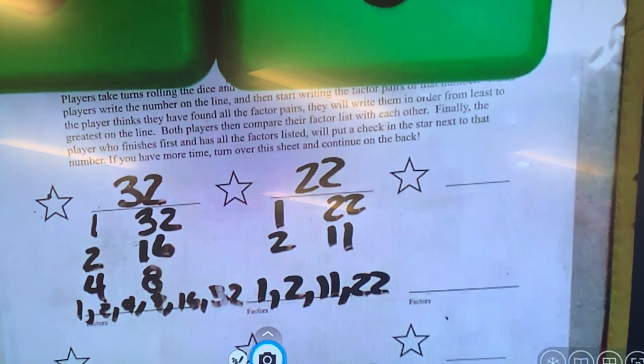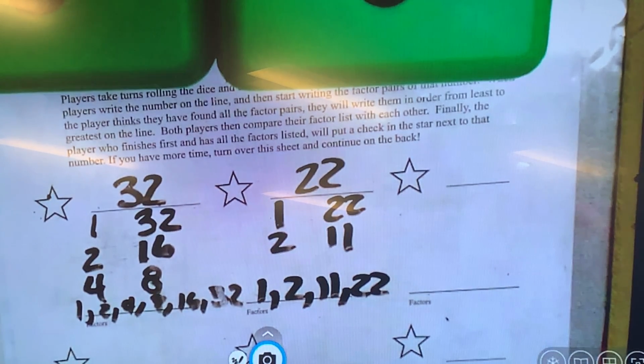I hope this helps. I'm going to stop this video because this is just factoring, and then I will start a new video for prime factorization.